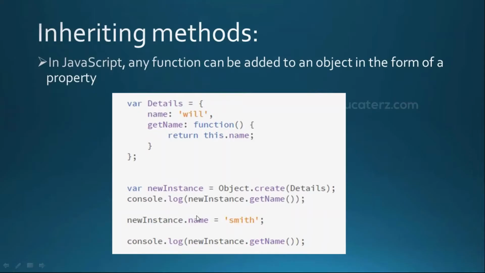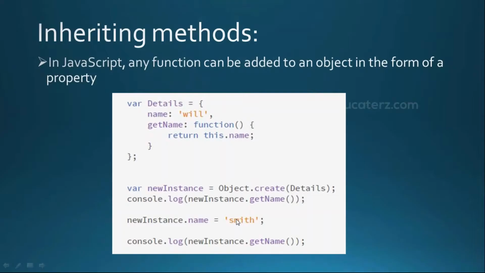But when you assign a value to the name property, it actually creates the name property for this object. If you don't declare this line of code, it will refer to the prototype. If you declare this line of code, it will point to this property. This is the prototype shadowing concept. So when I call newInstance.getName, it refers to this Smith value, not the "will" value. That's the difference between the prototype reference and the actual object property reference.